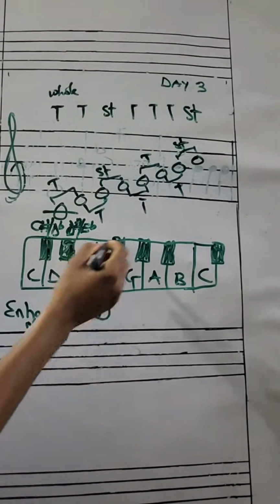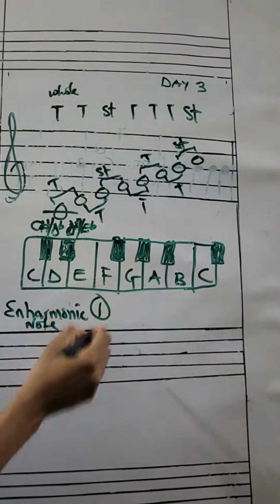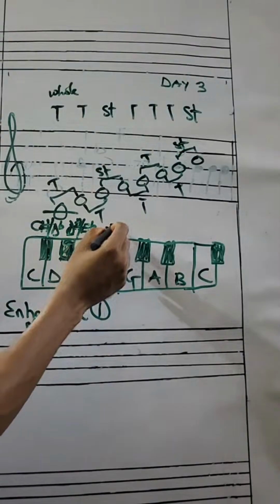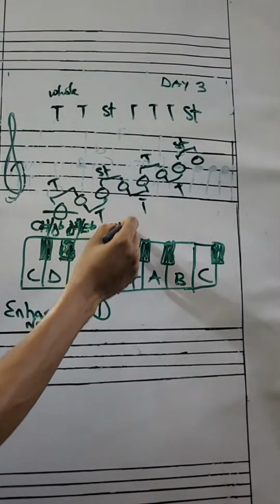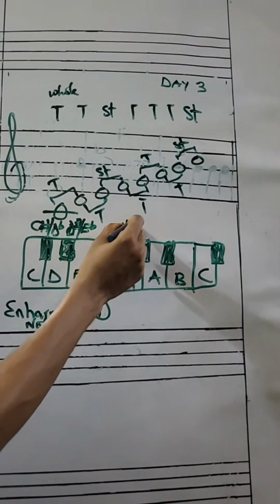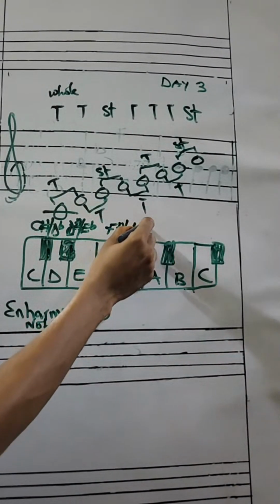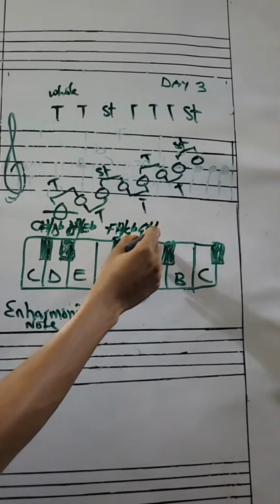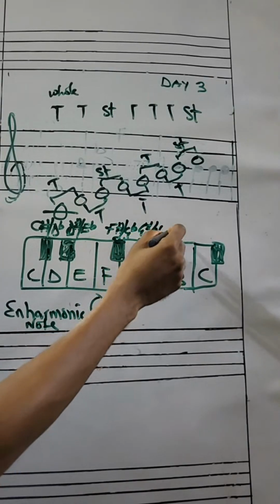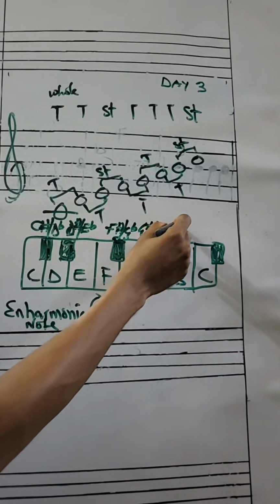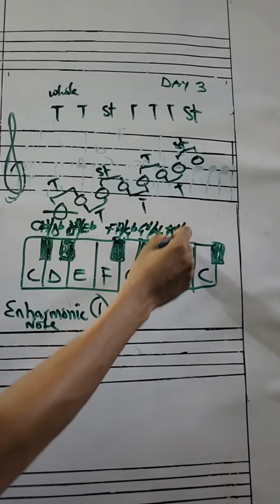Same thing is applicable to this other set of 3. This is your F sharp or your G flat. And this is your G sharp or your A flat. And this is your A sharp or your B flat.